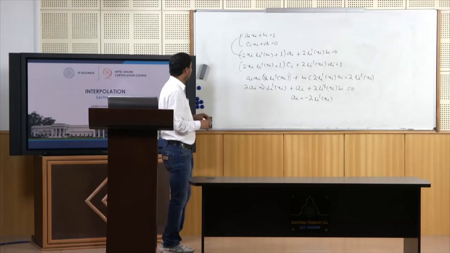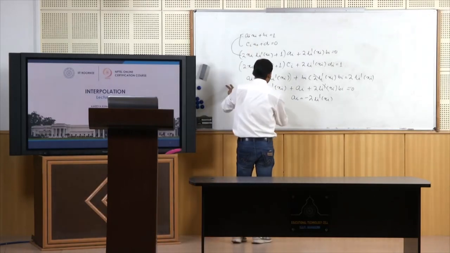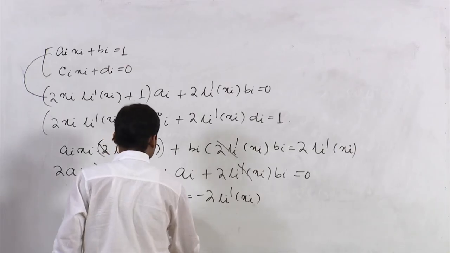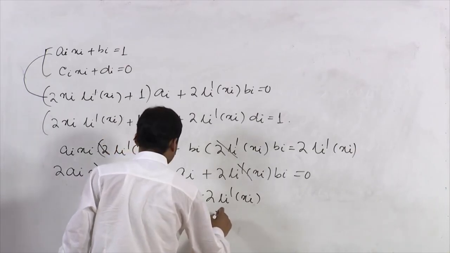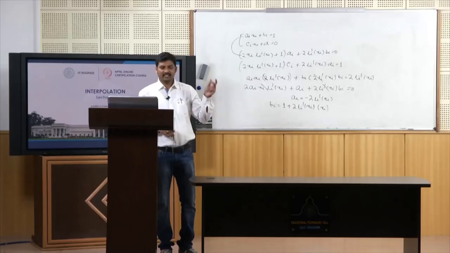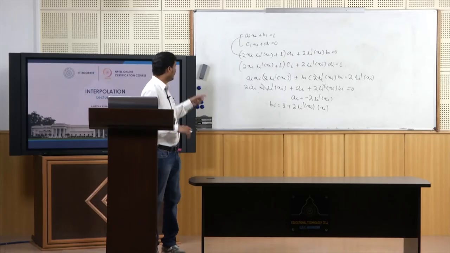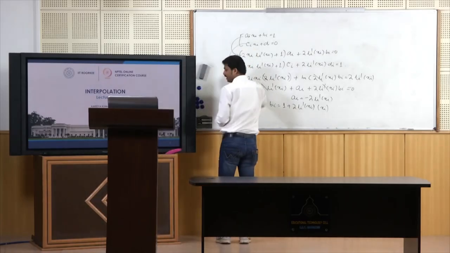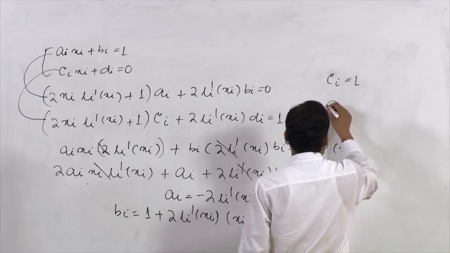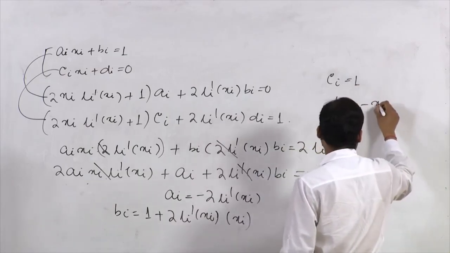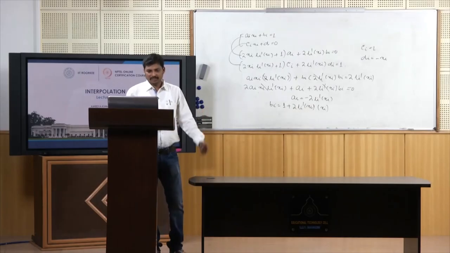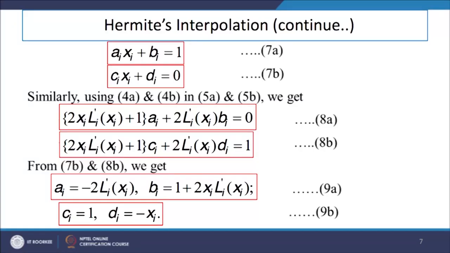And if you put this ai coefficient in the first equation here, then we can obtain bi, and bi can be written in the form of 1 plus 2 li dash of xi into xi here. Similarly, if you eliminate ci and di from these two equations, we can obtain ci as 1 and di as minus xi here. So just a simple multiplication, and we can find these coefficients ai and bi and ci and di from these four equations.